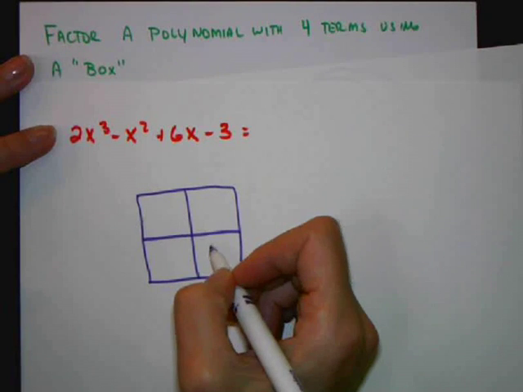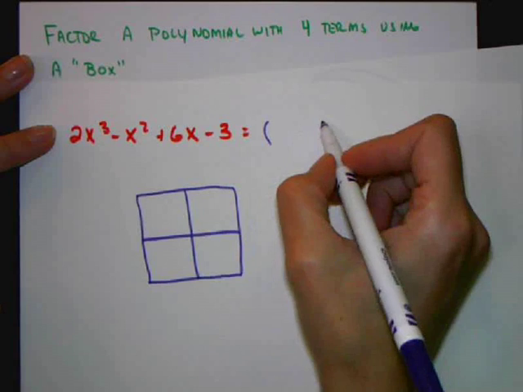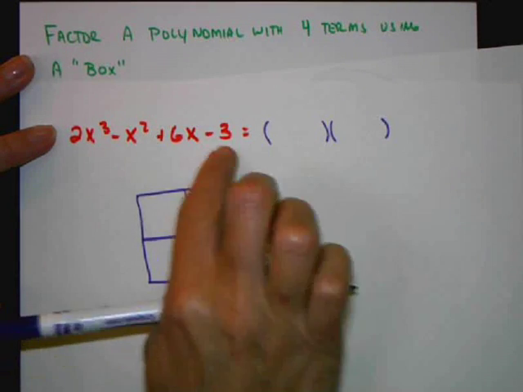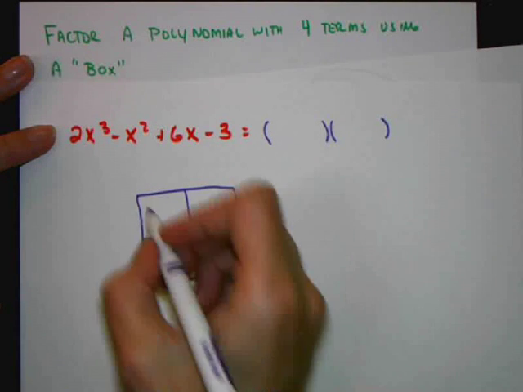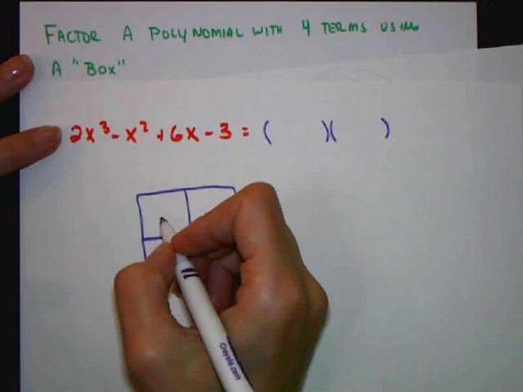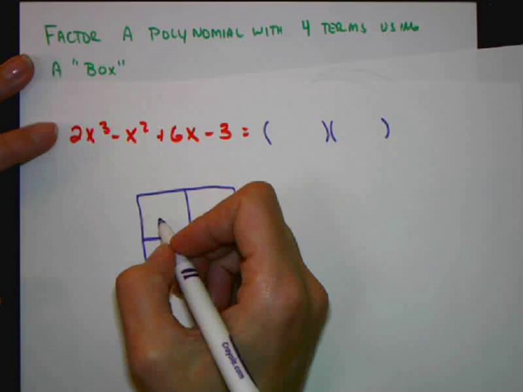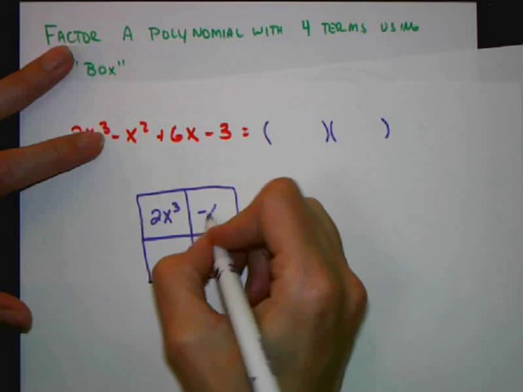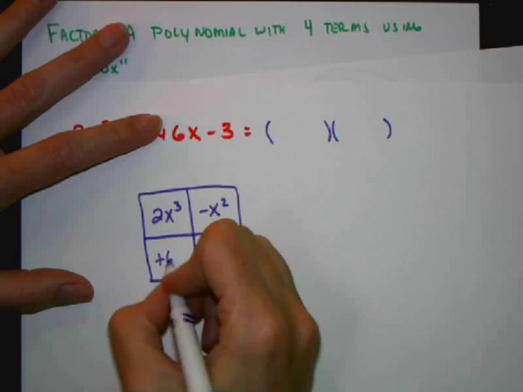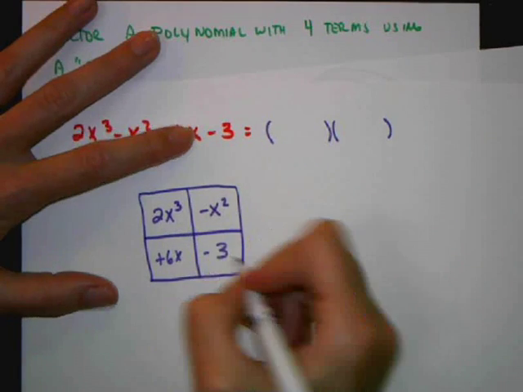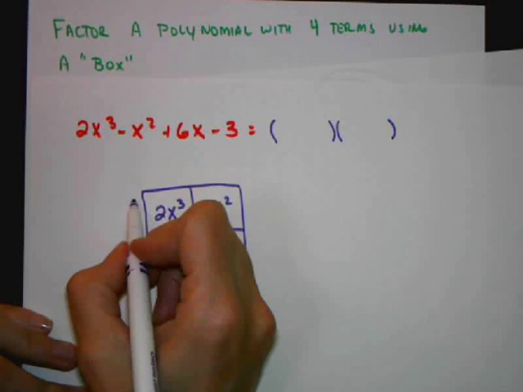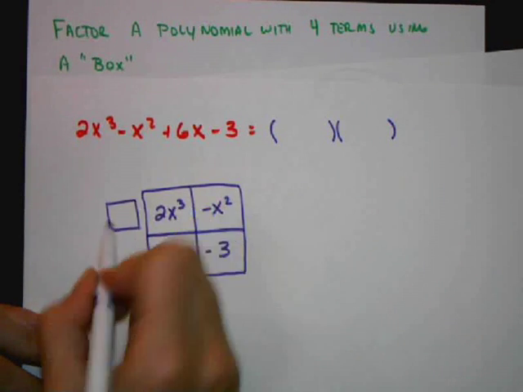As a reminder, the reason we're doing this is we're trying to find 2 expressions that when we multiply them together give us this as a result. So let's try this process with this 4-term polynomial. So we'll put the 2x cubed here, the minus x squared next, the plus 6x, and the minus 3. I'm going to focus on this first row in my table, and I'm going to ask what could go here?